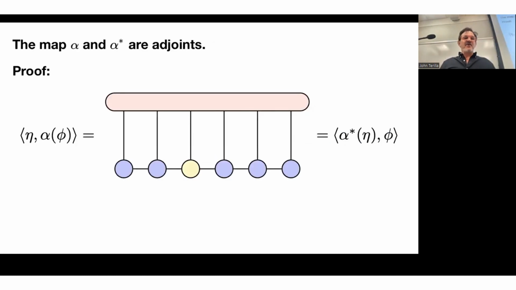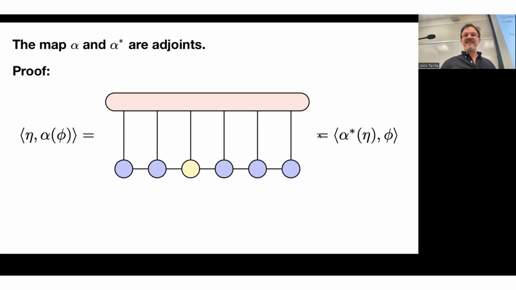What's the proof? Well, to check that it's an adjoint, I have to take eta, a tensor in the large Hilbert space, and phi, a tensor in the small Hilbert space. And so what is the inner product of eta with alpha of phi? Well, remember what alpha of phi is. So eta is this pink blob on the top. Phi is just this little yellow tensor. Alpha of phi is what happens when I put this yellow tensor into the MPS. And then when I contract, I get the inner product. So I just explained the equal sign on the left.